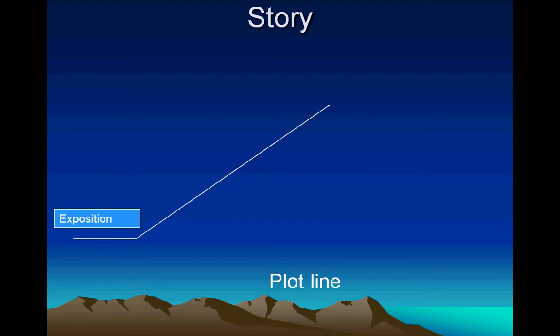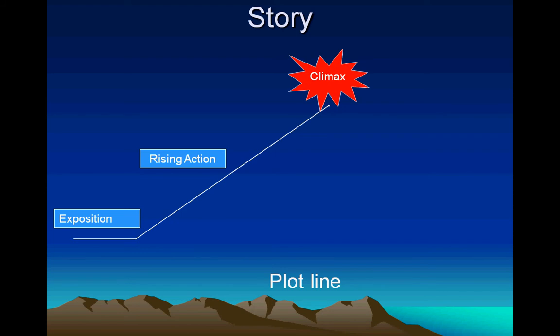This line represents the rising action. The rising action refers to the events that come after the exposition and that lead to the most important part of the story, which is the climax. The climax highlights the conflict of the story. It is the most important event in the story. The conflict is revealed, the characters face their problems. This is the climax.